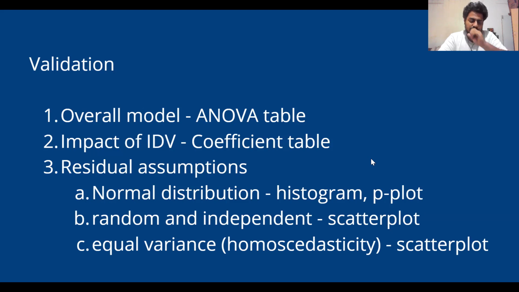And then the third one is to validate the assumptions that we have taken for the residuals. These are the assumptions we are validating: whether the residual follows a normal distribution, which we validate using the histogram and the P-P plot; then the other assumption is that the residual should be random and independent, and we also validate for homoscedasticity. Both of the validations B and C are done using the scatter plot. Now let's go to the output itself.